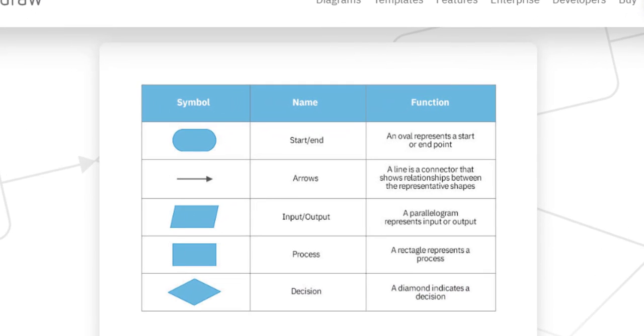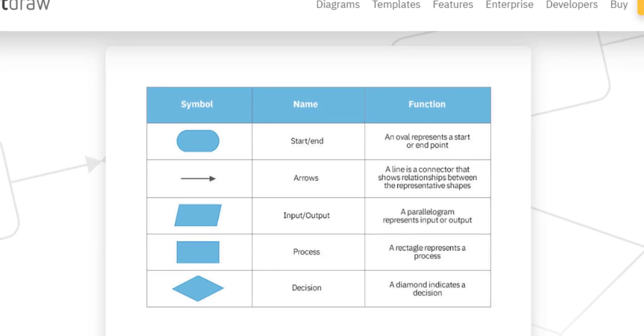An oval represents a start or end point. The arrow is a connector that shows relationships between the representative shapes. A parallelogram represents input or output. A rectangle represents a process, and a diamond indicates a decision.